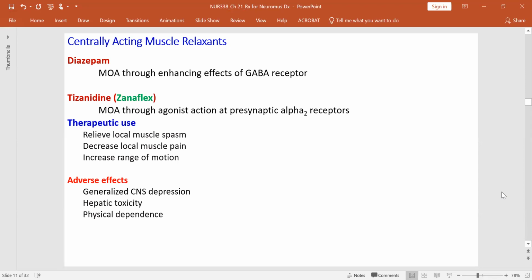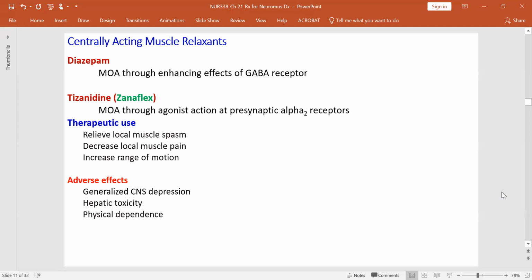So tizanidine will relieve local muscle spasm, decrease local muscle pain, and increase range of motion. We can use diazepam or tizanidine because no studies indicate superiority of one drug over another. So tizanidine or Zanaflex promotes inhibition by acting as an agonist at presynaptic alpha-2 receptors in the brain.